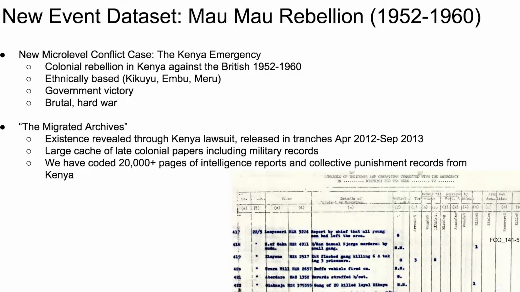The specific case is a colonial rebellion called the Mau Mau Rebellion in the 1950s in Kenya against the British. It was an ethnic rebellion, three major tribes: the Kikuyu, the Embu, and the Meru. It's an example of a government victory, and it's also an example of what's considered the hard counterinsurgency, a very brutal government crackdown.